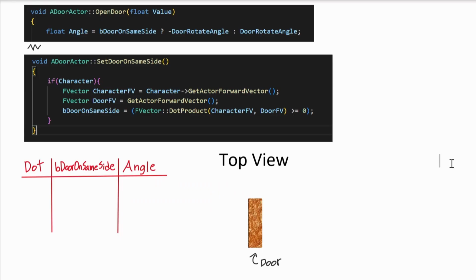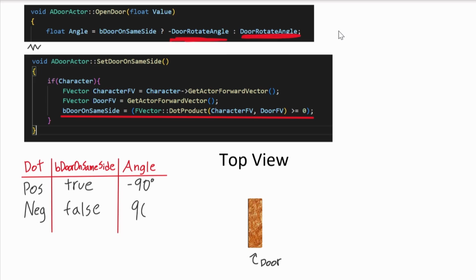Here's what I mean. Let's first start by filling this table I made here. Dot is the sign of the result of the dot product, positive or negative. bDoorOnSameSide is the boolean we set, and the angle is the angle we get from the ternary operator in the open door function. Now, if the dot is positive, that means it's greater than 0, so the boolean is set to true. If the boolean is set to true, then the angle becomes negative 90. On the other hand, if the dot is negative, then that means it's less than 0, so the boolean is set to false, and then the angle becomes 90.